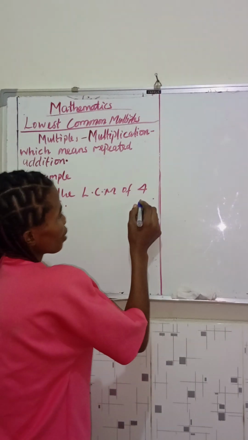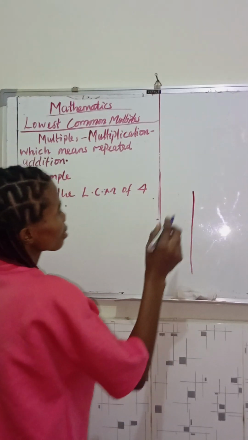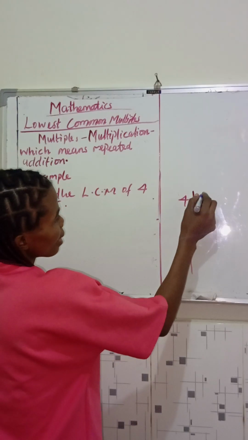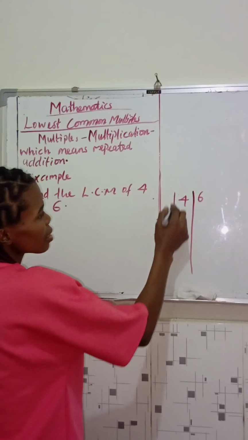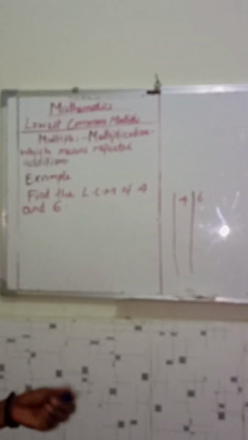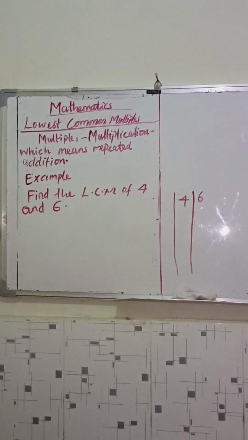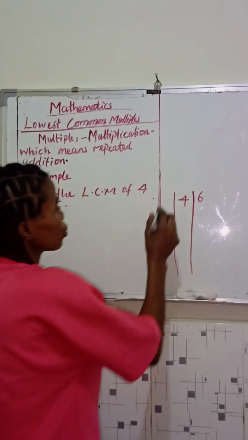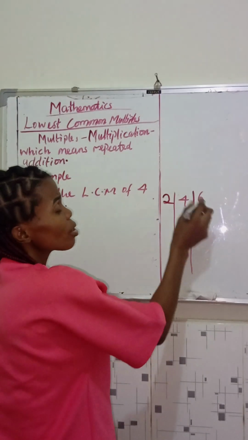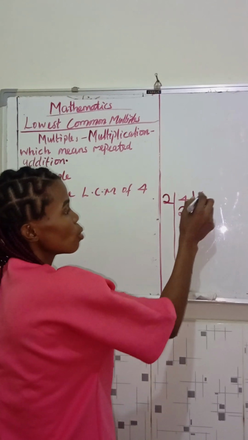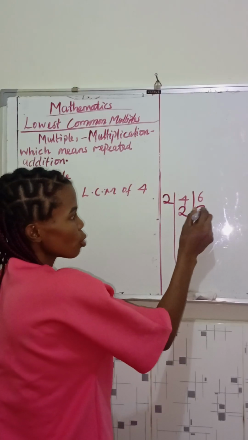What do I do? I come here, 4 here and 6 here. Just with the knowledge of your factorization method, what is the least number that can divide these? 2. You get that, right? 2 divided by 4, 2. You can go here, so you use it.